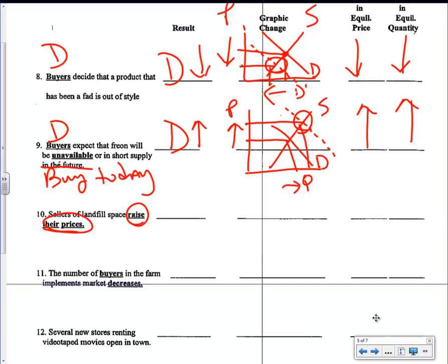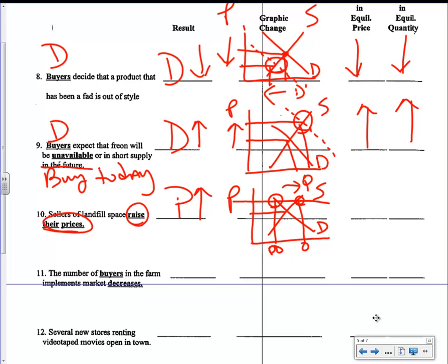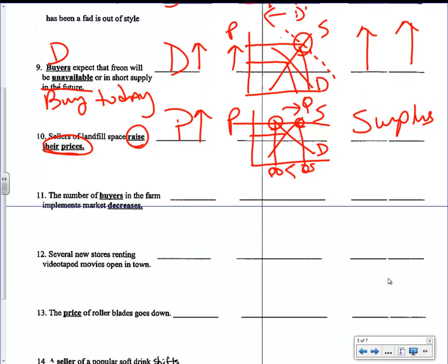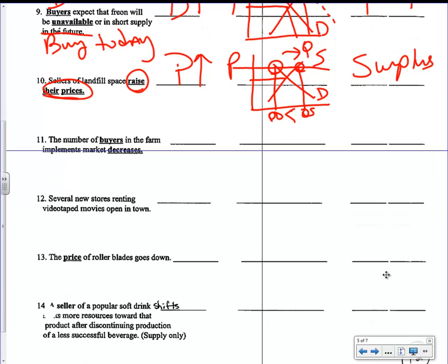Next one, raise their prices. That's a price increase. So therefore, here we go with supply, demand. Here's the equilibrium, but we're going to charge a price higher than the equilibrium. So we have quantity demanded, quantity supplied. So quantity supplied is greater than quantity demanded, surplus in the market. Anytime you change the price, you cannot shift the curve. It just says that the price will be higher or lower than the equilibrium.